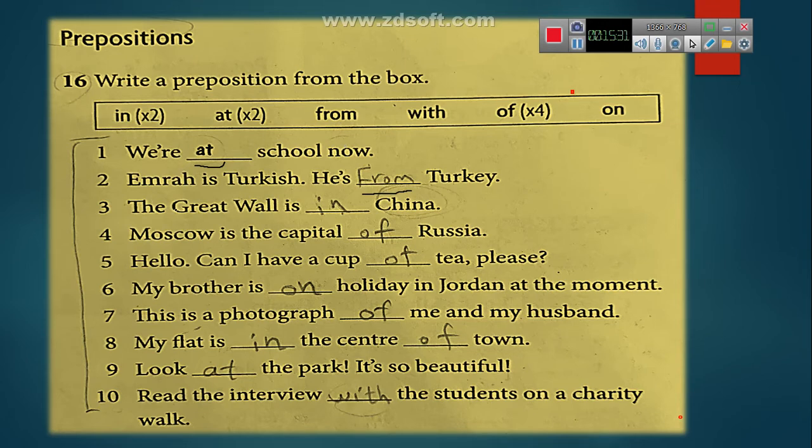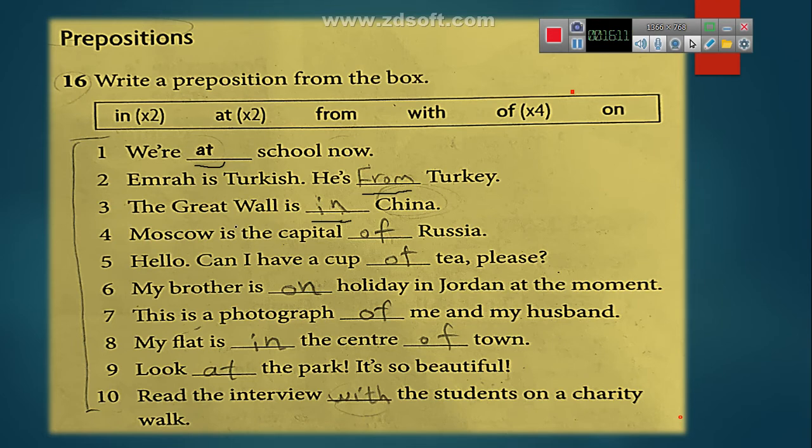Yes. The Great Wall is in China. Here, "in" is considered a preposition of place, as well as a preposition of time. Here, as a preposition of place, it's usually used to talk about a position of something inside a large place, such as countries, continents, big cities. For example, when we say she grew up in Lebanon.